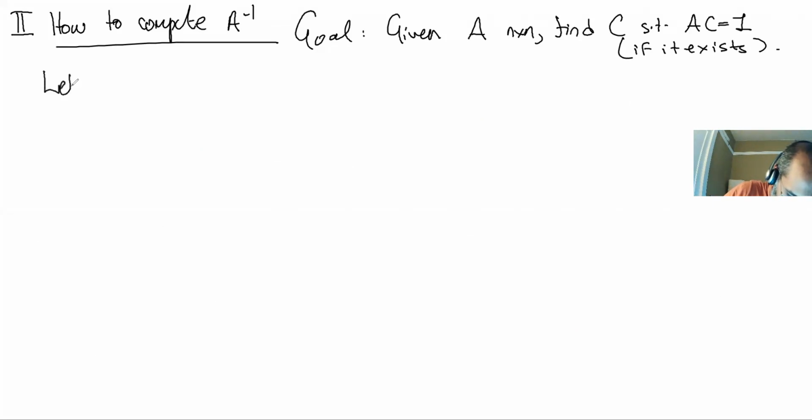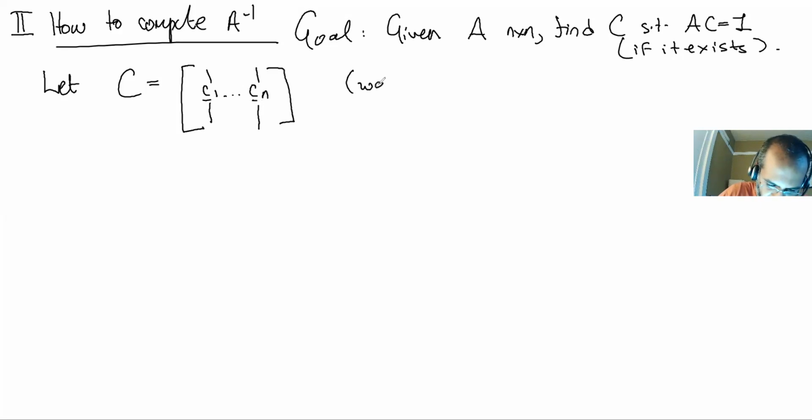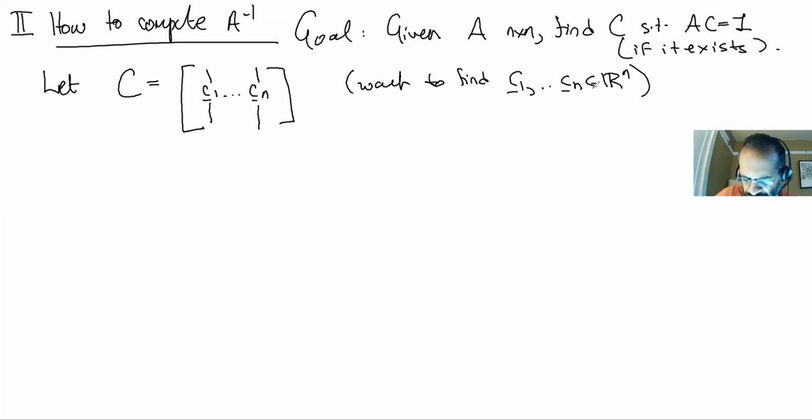So let C, which is an unknown matrix, think of it as a bunch of columns. Okay, so we want to find these columns C1 through Cn in Rn. So those are the unknowns. So there's a new kind of equation, right? It's like the whole matrix is an unknown. The whole matrix C is an unknown.